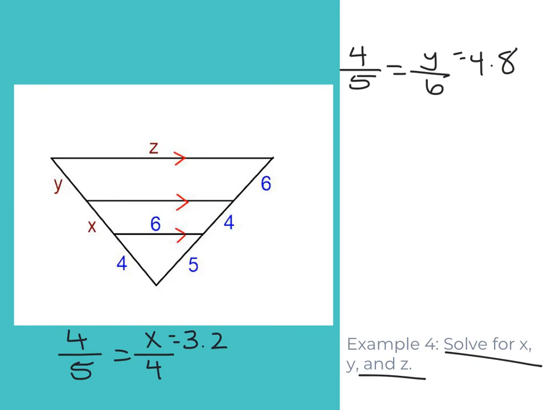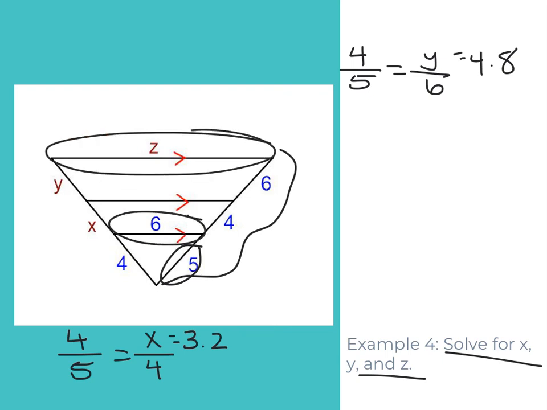So instead, I need to pick sides that actually correspond. So if I pick 5 and then that whole side, and 6 and this whole side. Now I'm using sides that are proportional. So I'm going to say 5 to 6 equals 6 plus 4 plus 5, so 15 to z. 15 times 6 divided by 5 will be 18.